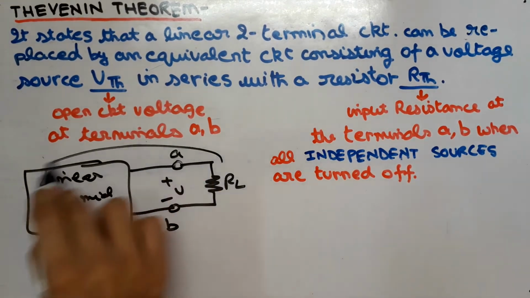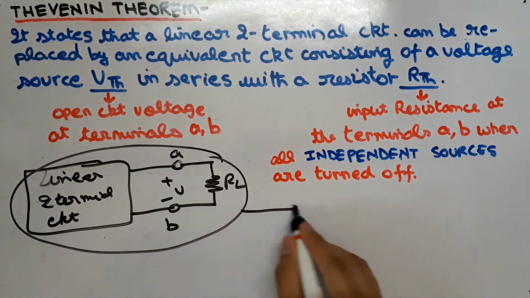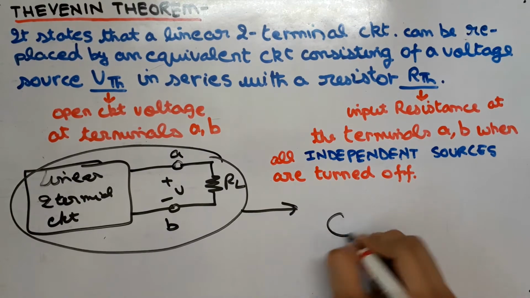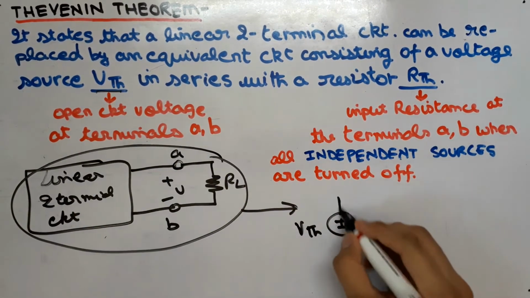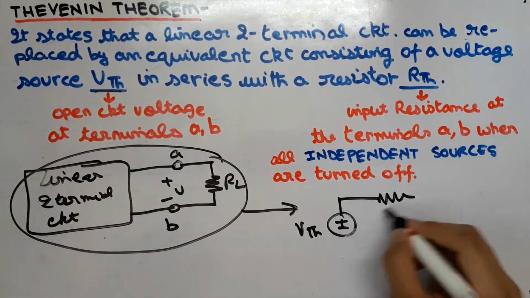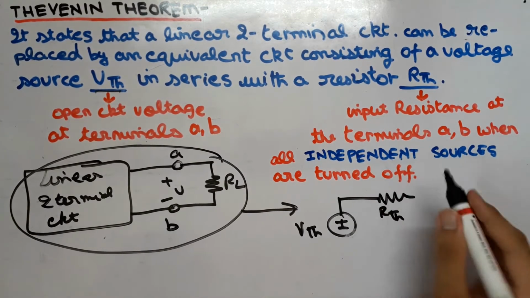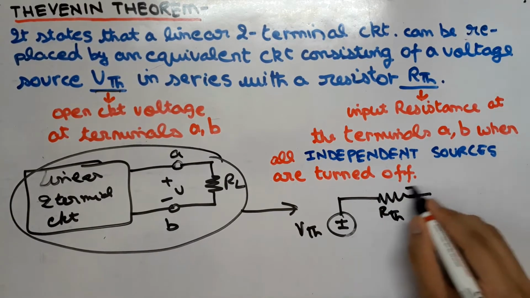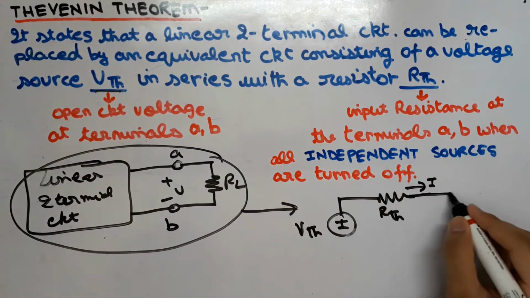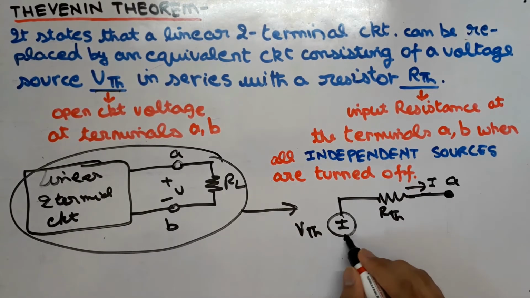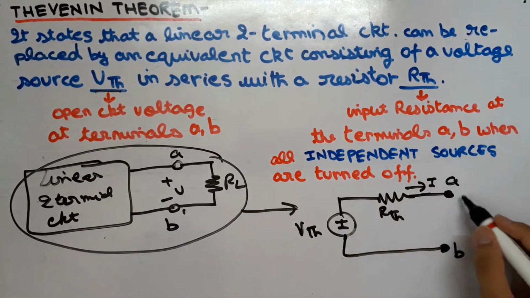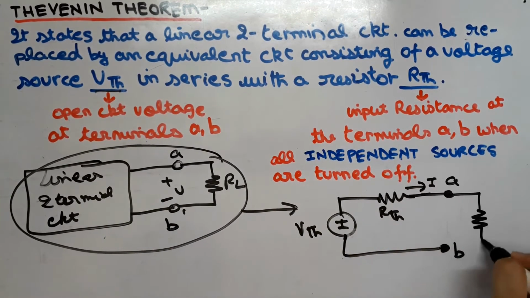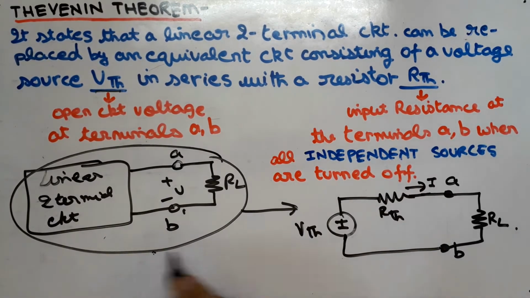Now we have to convert this circuit into this form, which will have the voltage as VTH, that is this voltage, a resistance in series RTH, that is this resistance, with current I flowing through it. These will be our terminals A and B from here, and the load resistance will stay as it is, that is RL. Now we have to convert this into this form.